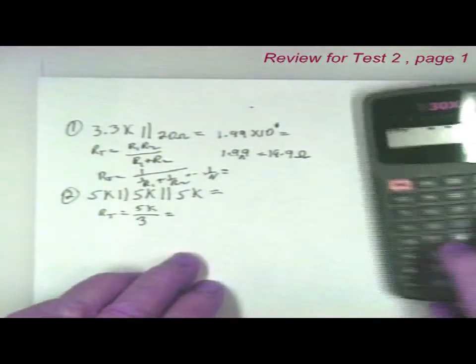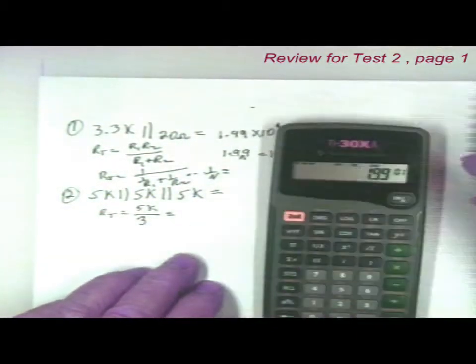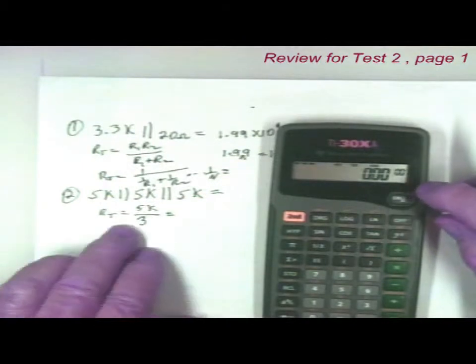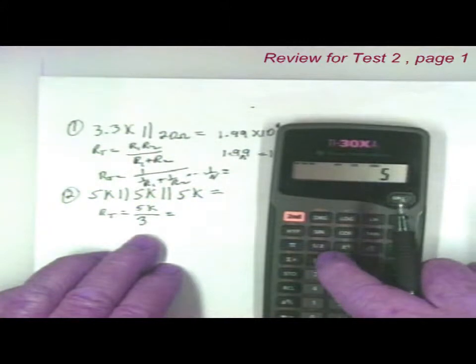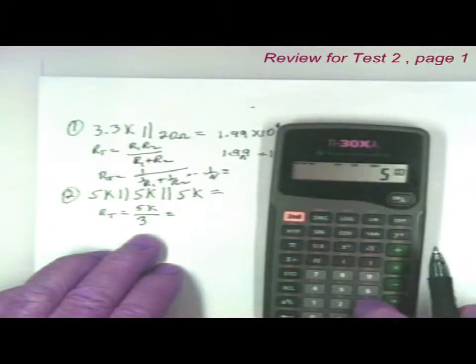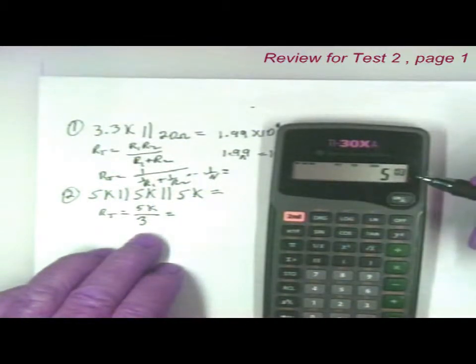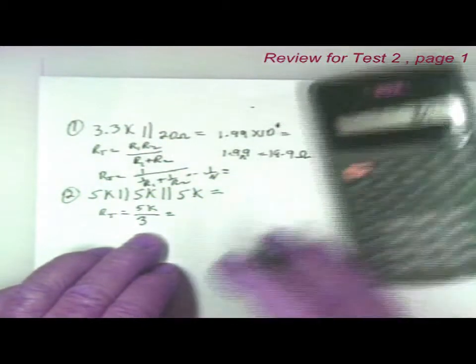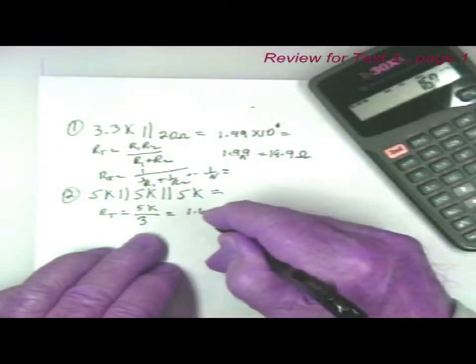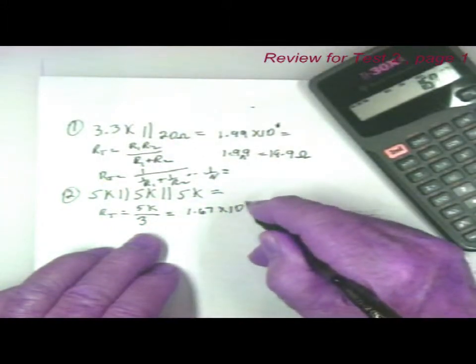Now we clear our calculator because we're on a different problem. We're going to put this problem in. We're going to say 5 double E 3. Notice that's what I have in the window here, 5 double E 3 divided by 3 equals 1.67 times 10 to the third.